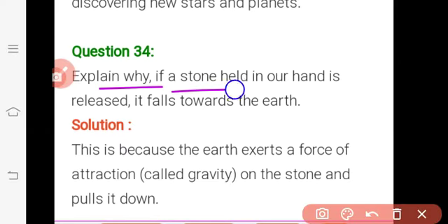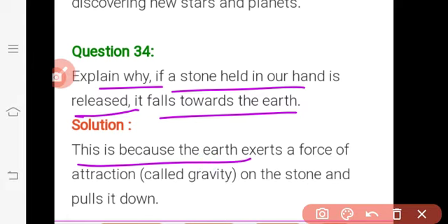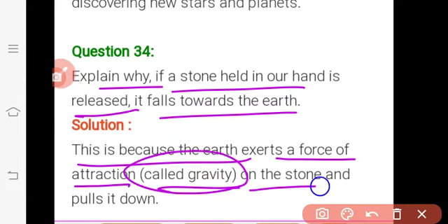Explain why if a stone held in our hand is released, it falls towards the earth. It means the earth exerts a force of attraction. This is due to the gravity on the stone, which pulls it down. ठीक है, तो ये सारा ग्रेविटेशनल फोर्स की वजह से होता है. एक्सेलरेशन ड्यू टू ग्रेविटी की वजह से अर्थ बॉडी को अपनी तरफ खींचती है, अट्रैक्ट करती है और वो नीचे गिरती है.